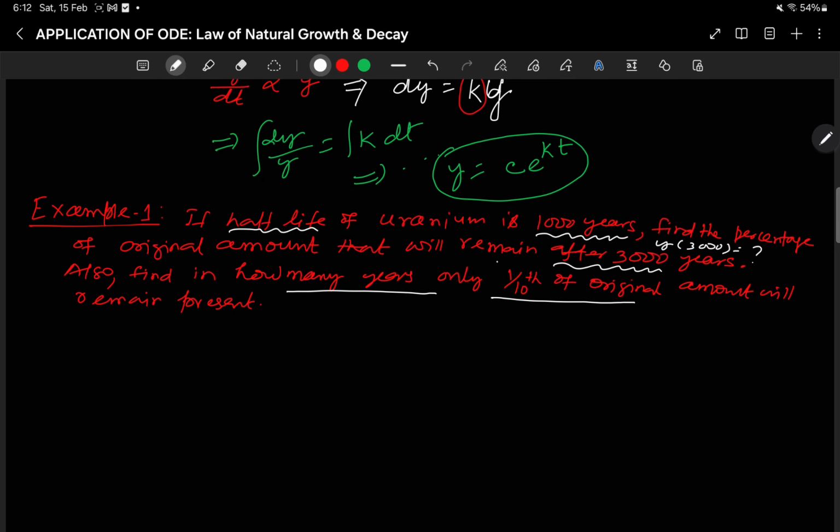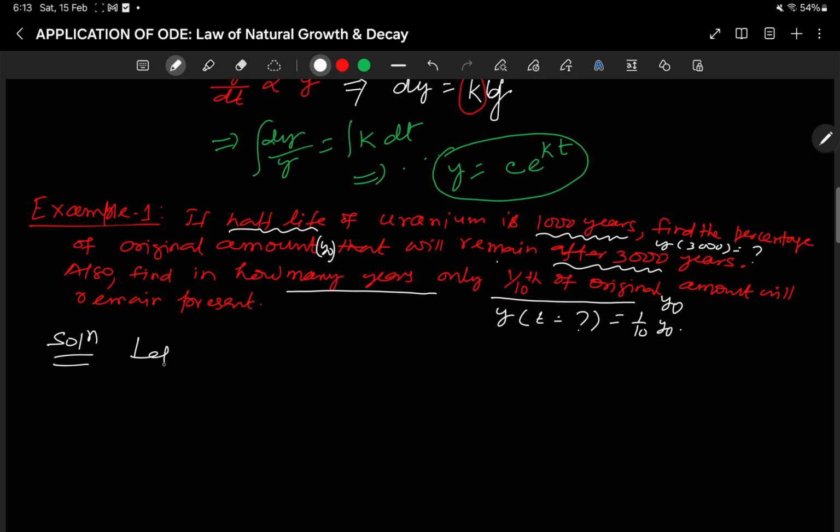The original amount is my initial amount, y of 0. So y will be 1/10 of the amount, which means 1/10 y0. The original amount here is y0. Let me solve this problem.